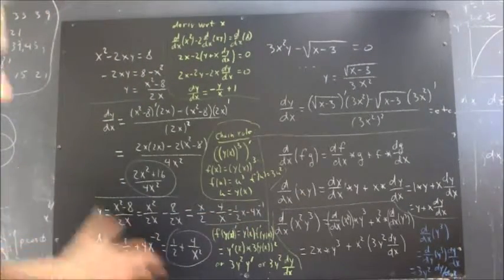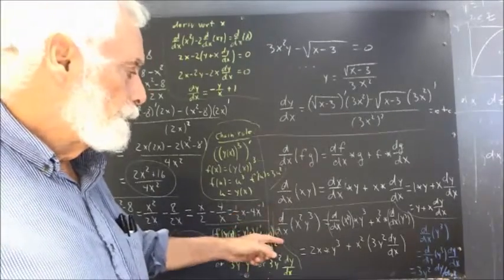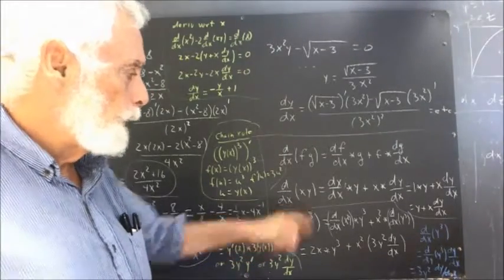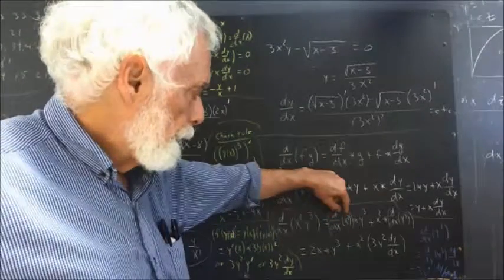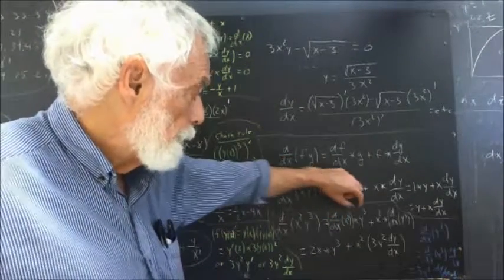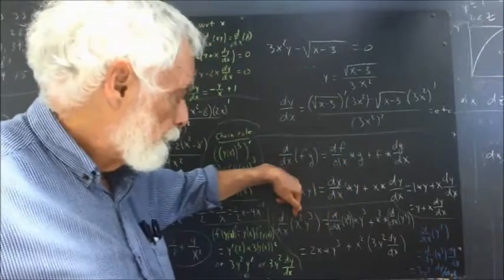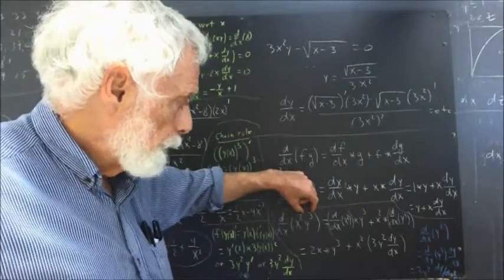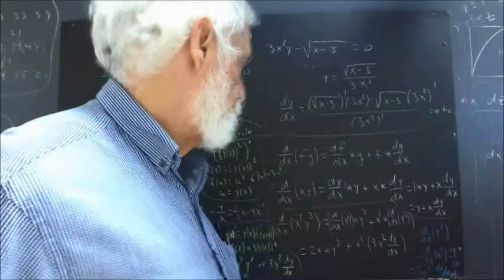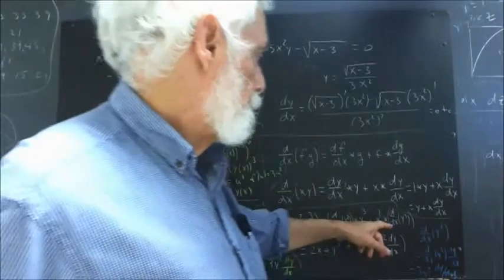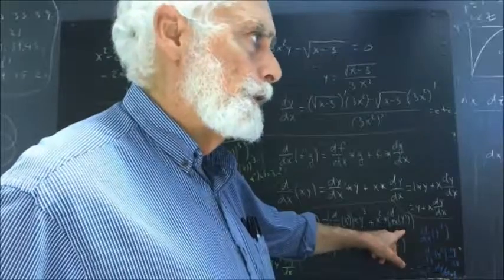Applying the same idea to the derivative with respect to x of x squared y cubed, we have the derivative with respect to x of x squared multiplied by y cubed plus x squared times the derivative of y cubed, x squared times the derivative with respect to x of y cubed. Now, what's the derivative with respect to x of y cubed?